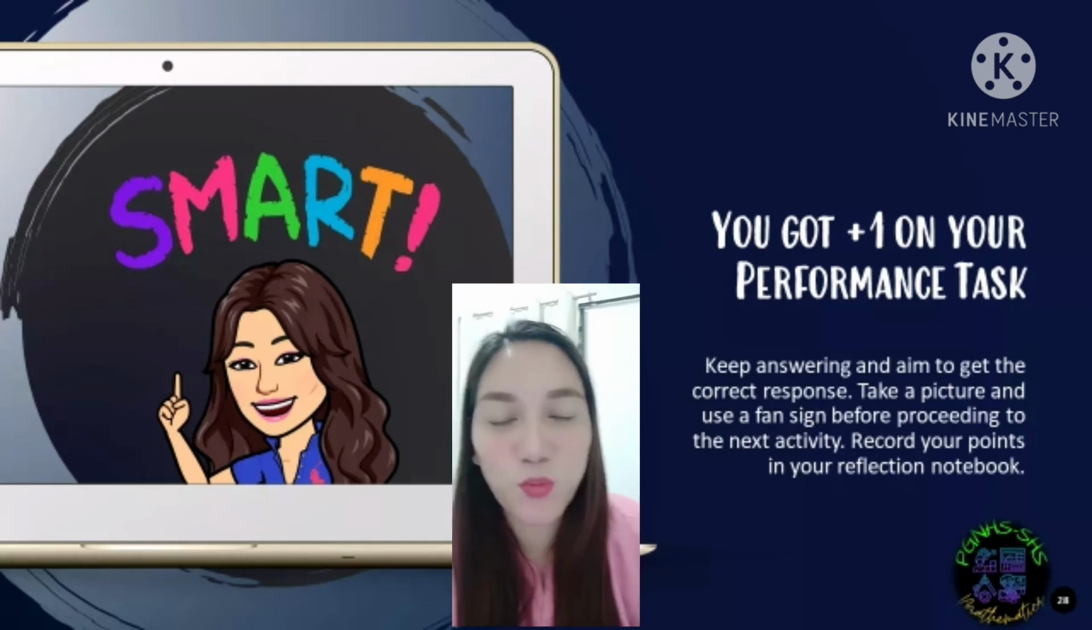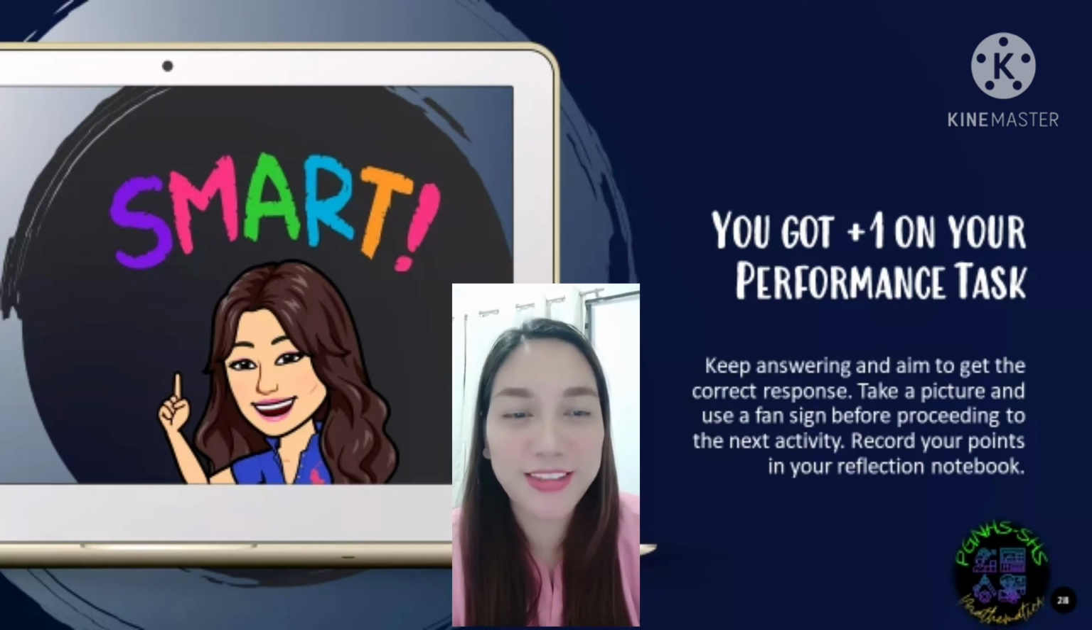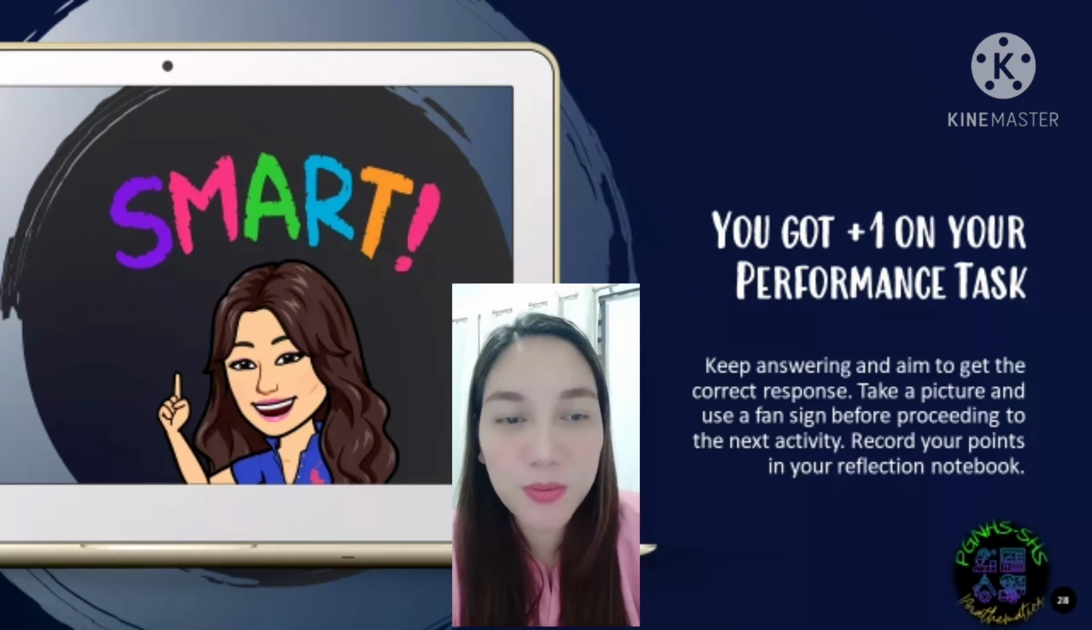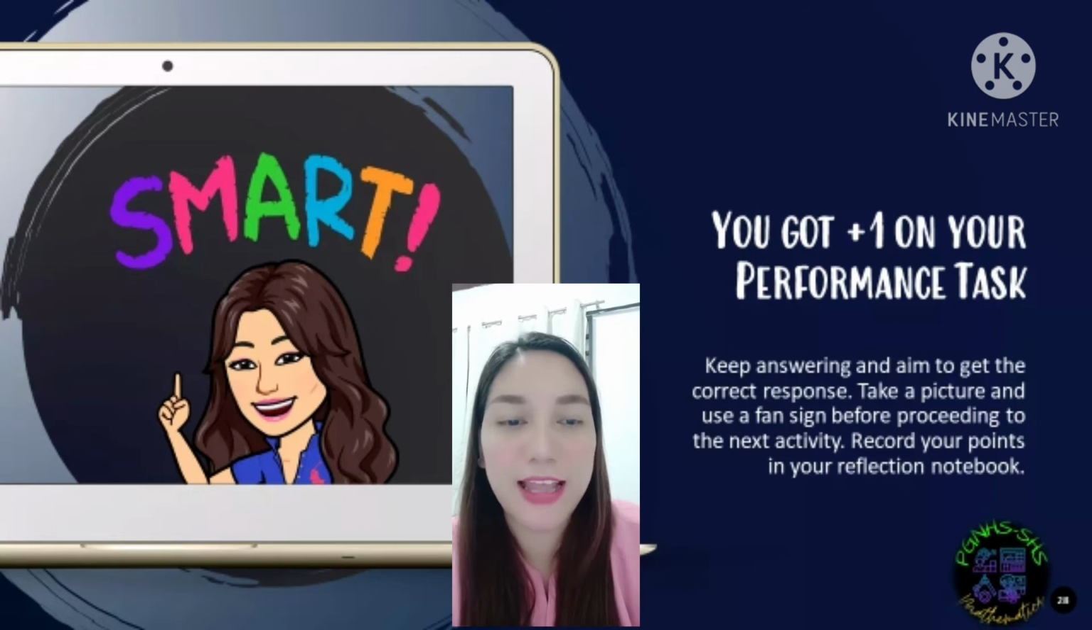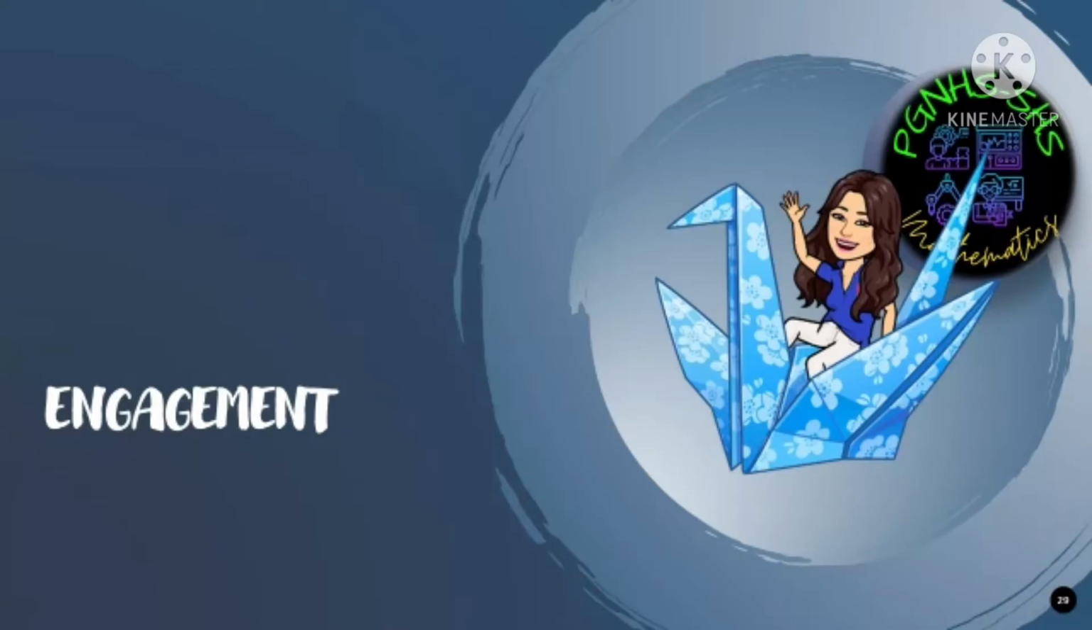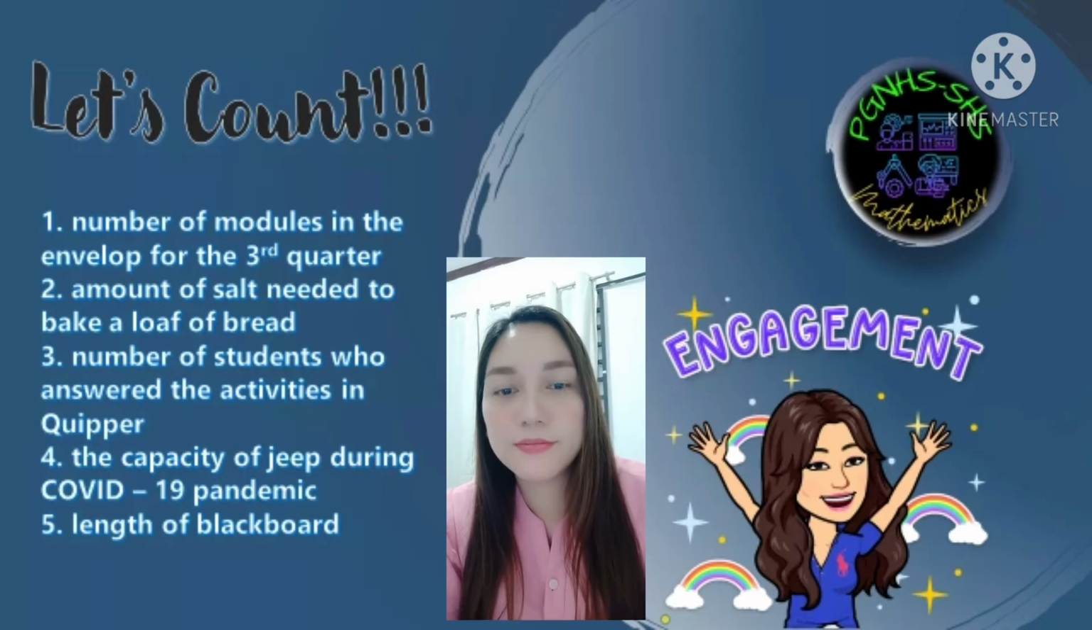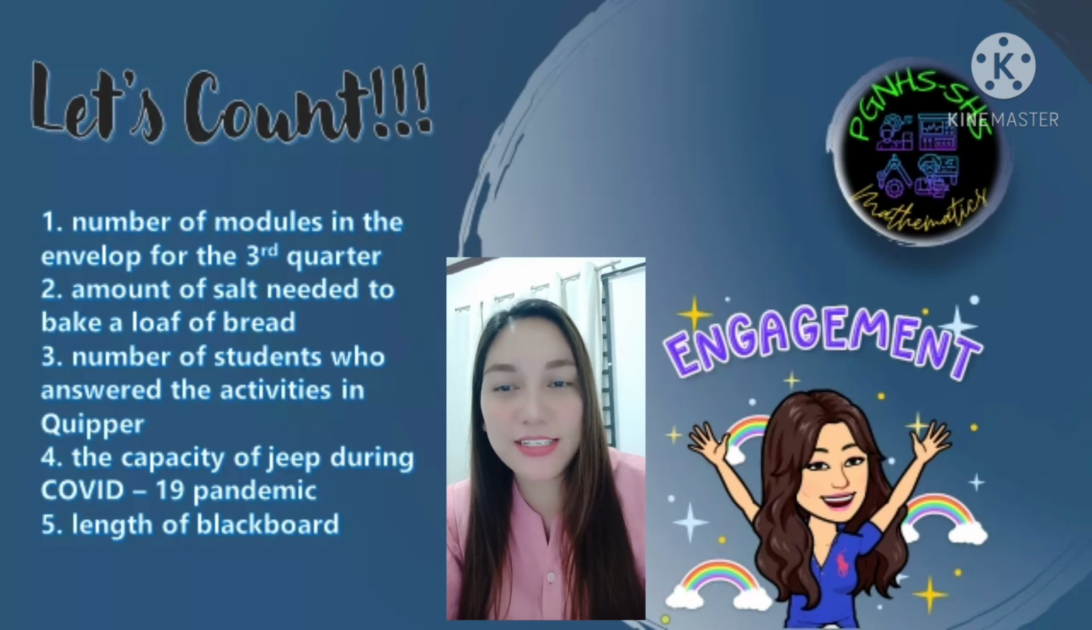We are done with the 1 peso activity. So the probability of getting a head in tossing a coin is an example of a discrete variable. A discrete variable is a variable which can only have countable values. In our next task, let's find out which of the following events are countable like tossing of coins.